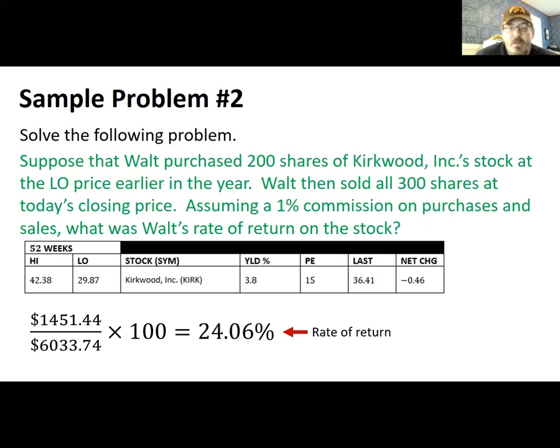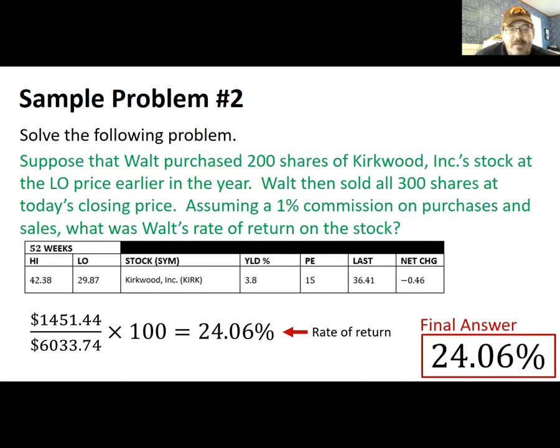All right. So when all is said and done, the final answer for this one problem, after all of those steps of calculating how much he spent to buy the stocks, calculating how much he earned when he sold the stocks, calculating the dividend, putting all those pieces together, the rate of return was a little over 24%. So there you go.